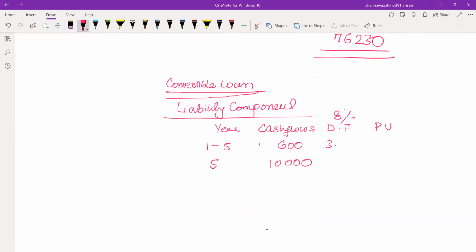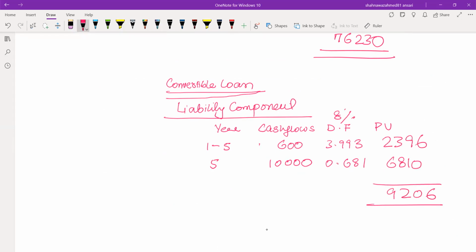3.993. And PV factor is 0.681. So this is 6810. This is 2396. This is the present value of the future cash flows. And this is my liabilities opening balance.